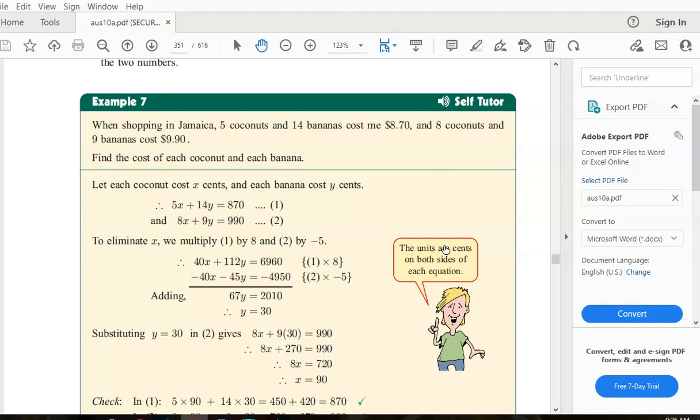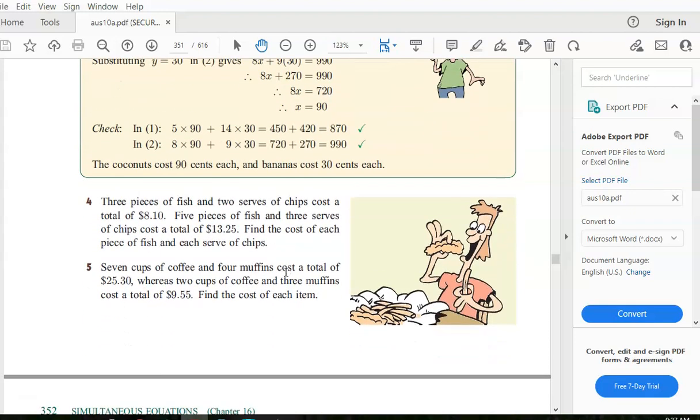Now, what have they done? They've decided to eliminate the x's, so what's the number that 5 and 8 both go into? 40, and they've done the whole thing timesing it by that. You've got your graphic, you've got your scientific calculator, so you don't have to do all of that stuff in your head. You can do it quite easily.